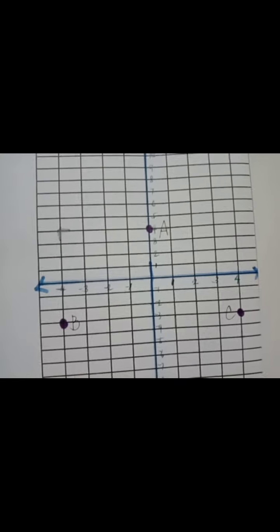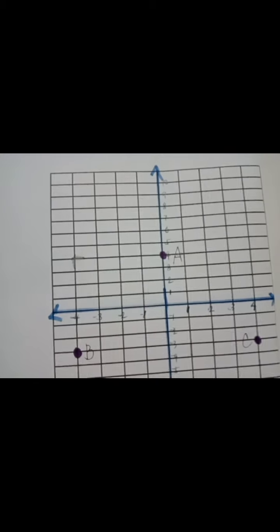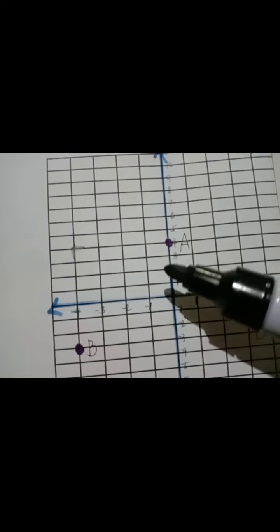So, what is the value of x of A? Take a look at the x-axis. It is located on the 0. So, the value of x is 0. How about the y? The y is located on the 4. So, you have the coordinates of A, which is 0 and 4. Then B.